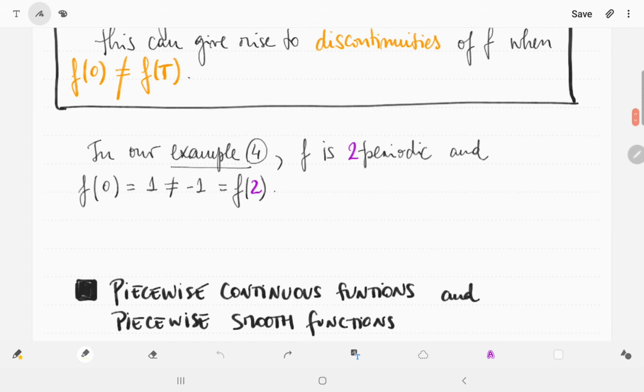Okay, here in our last example, we have this 2-periodic function, but with this, let's say, problem where these two values don't coincide. f at 0 is 1 and f at 2 is -1. And that will be just a small problem, let's say.